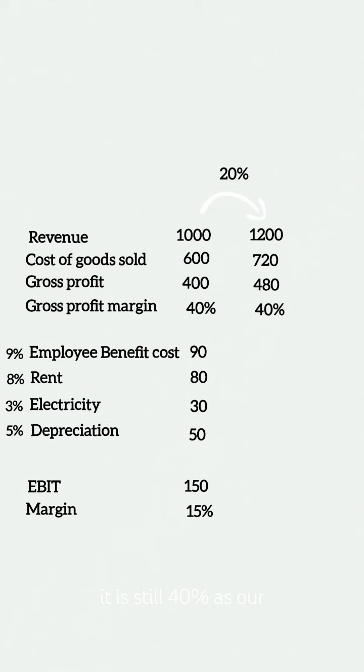40%. As our costs are fixed in nature and not variable with the revenue, the costs are equal to last year's cost. Now employee benefit cost is 90, the rentals are 80, electricity is 30 and the depreciation is 50. Now that makes our EBIT margin 19%. So our EBIT is 230 and the operating profit margin has grown from 15% to 19%.